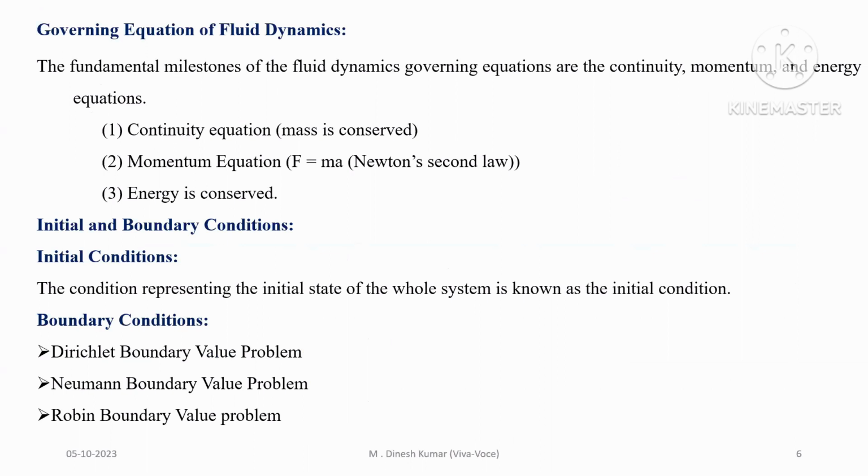If there is no gradient in the boundary condition, it is known as the Dirichlet boundary condition. If there is a gradient change in the boundary, that is known as the Neumann boundary condition. And if both are mixed, suppose one derivative term, one gradient change term, and one normal term are there, that type of boundary condition is known as the Robin boundary condition.